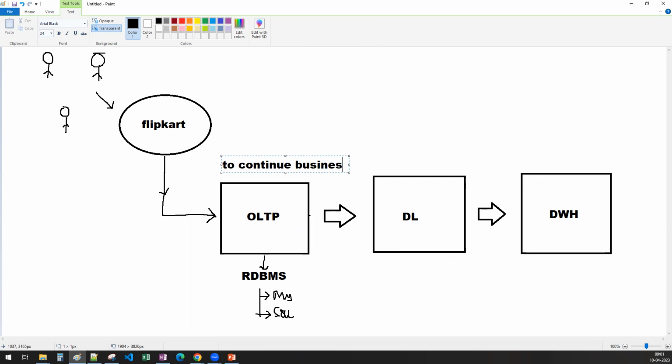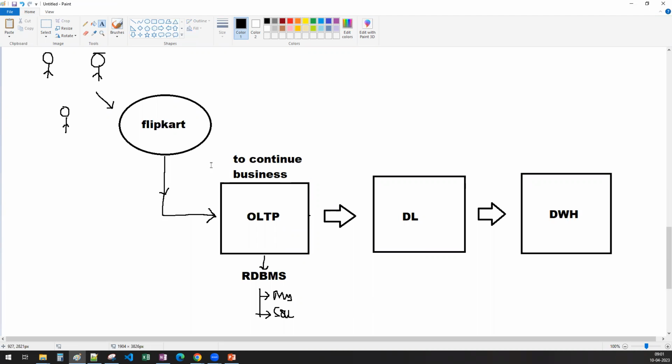If we don't have an OLTP, what will happen, sir? The transactions will not be stored here. There won't be a solution available to continue the business, because if we do not have an OLTP, even the Flipkart application itself cannot withstand. Why is that? Sir, if I go to one product, the product image, the product name, the product details, the discount details, all the product descriptions will be stored in the OLTP only.